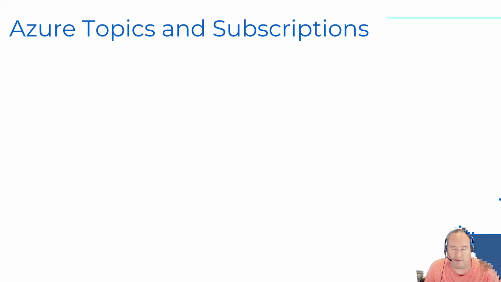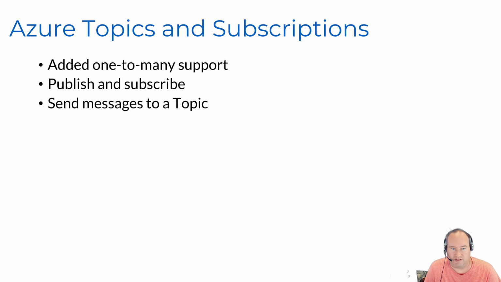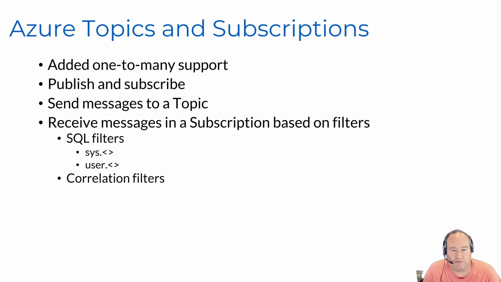Let's jump into what are topics and subscriptions. Topics essentially add one-to-many support for service bus queues. This allows a message to come in to one service bus queue and be routed to multiple destinations. This is done in a publish and subscribe mechanism where you set up subscribers, known as subscriptions, to listen to messages that come in on your topics. The sender will send a message to the topic, and the receivers will receive from subscriptions.